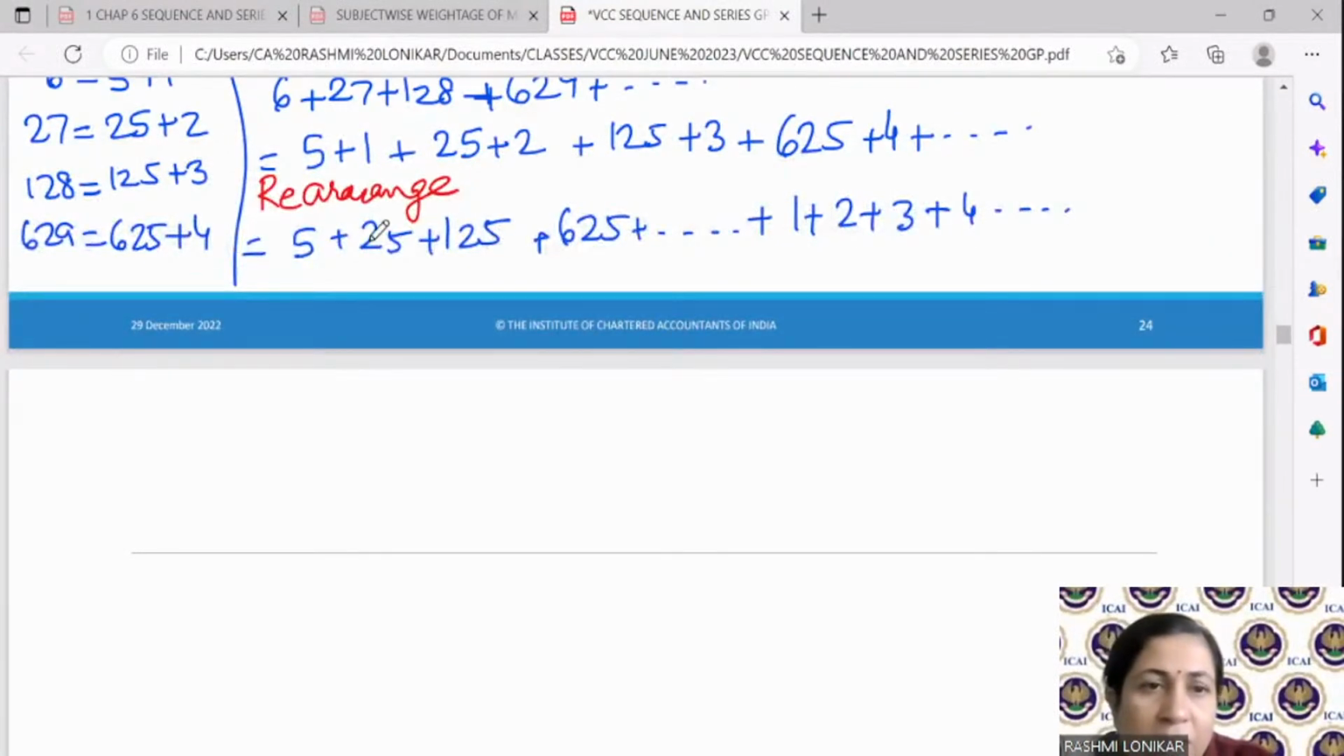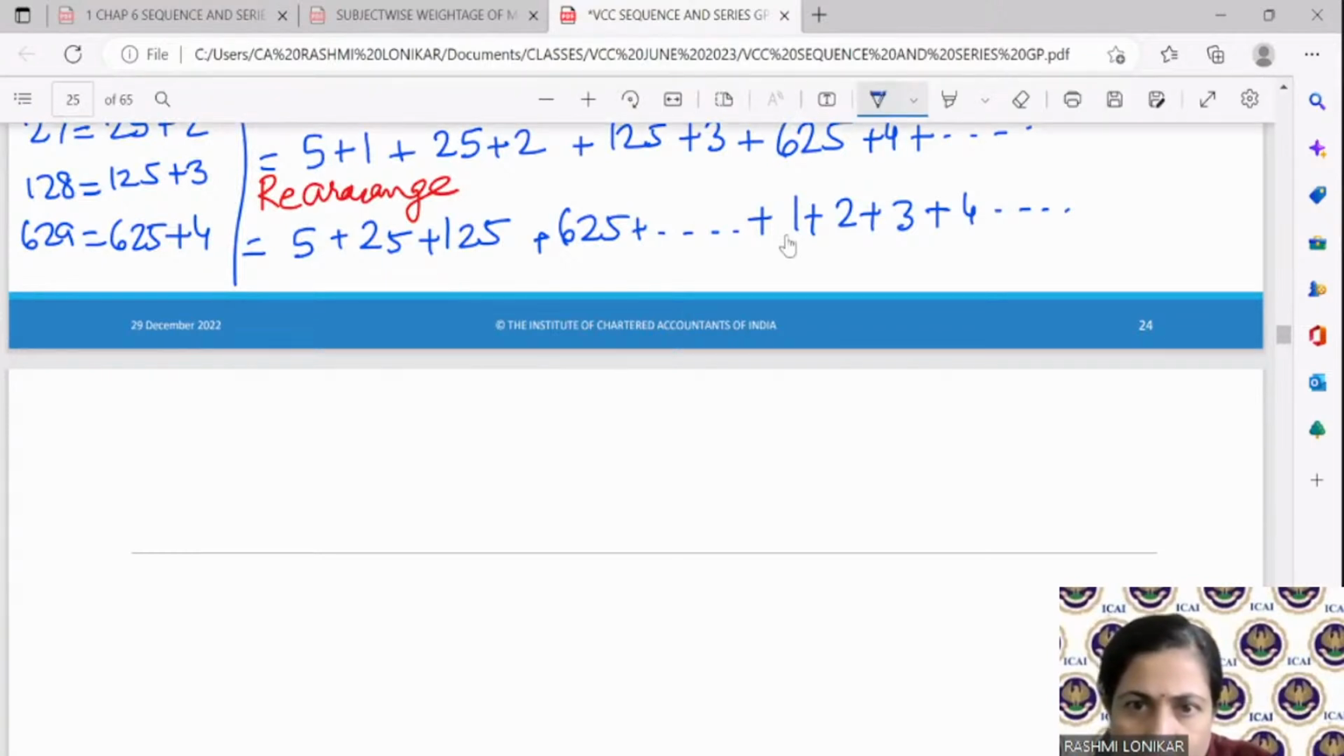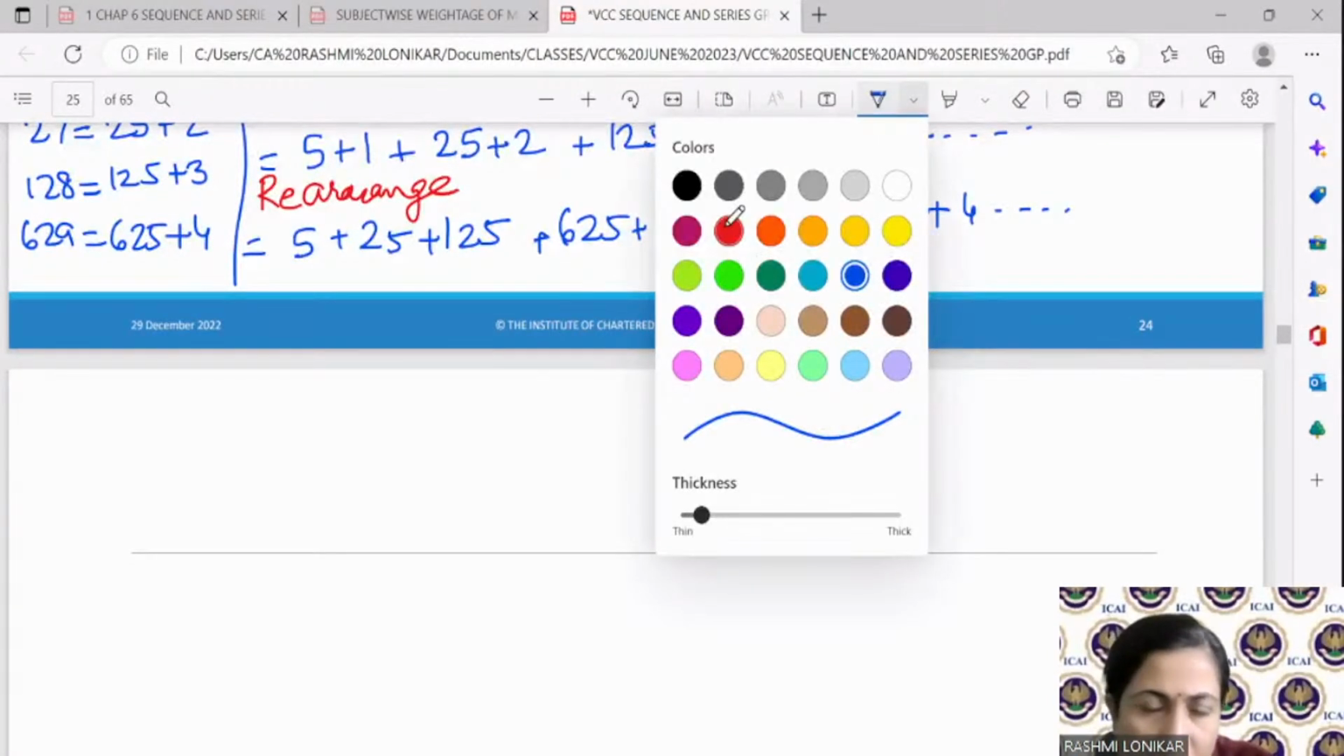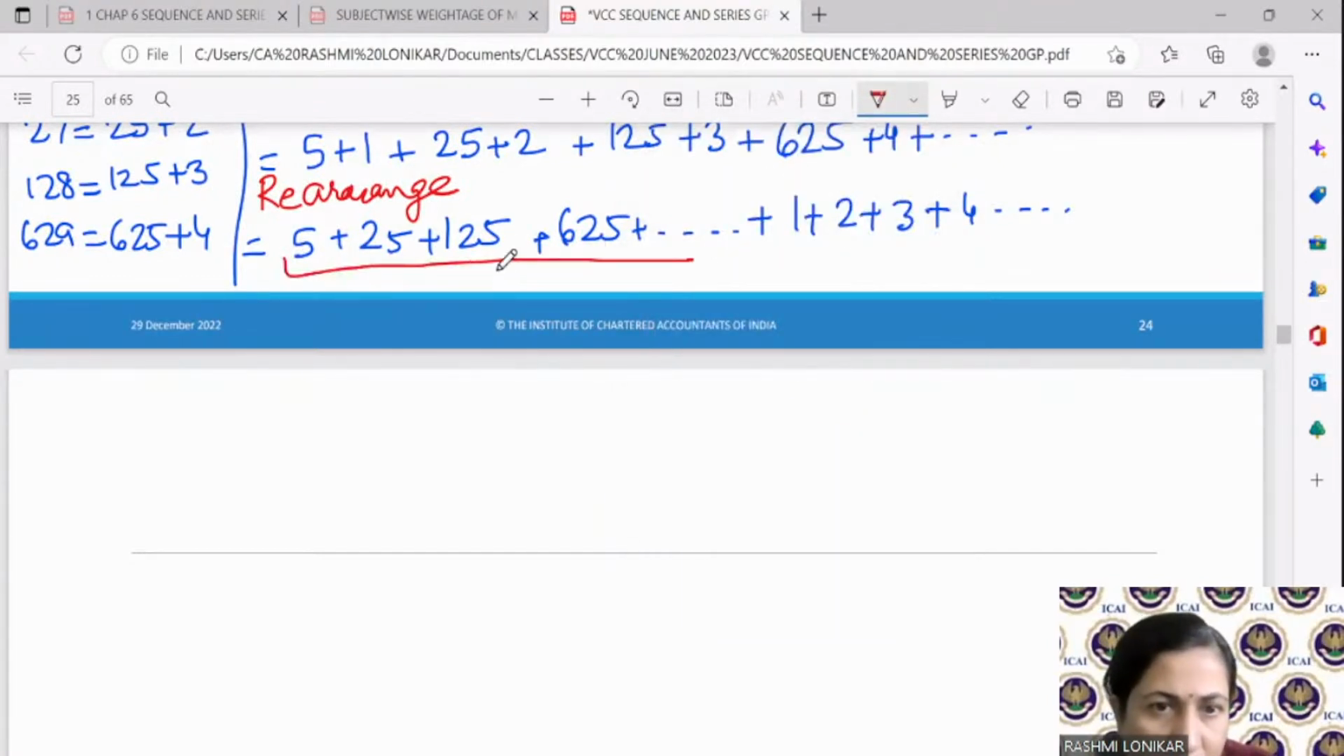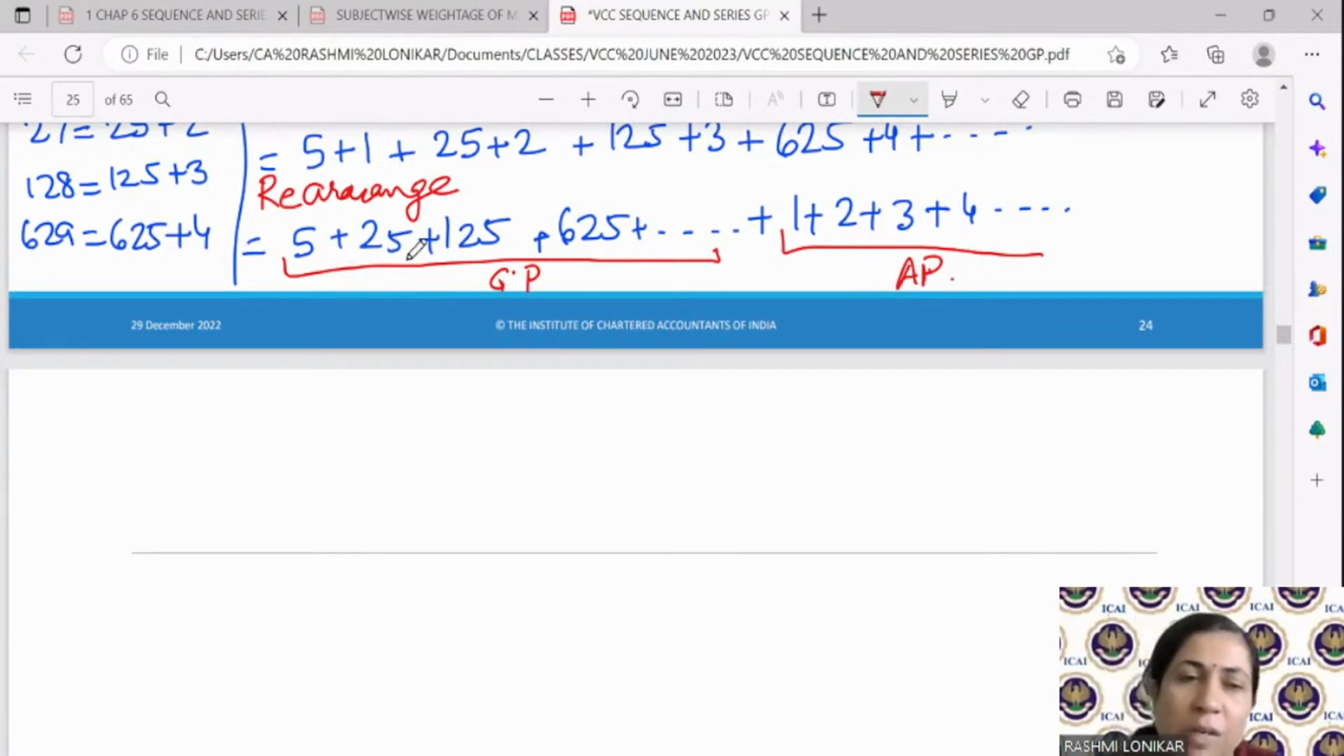Now what happens? This is a GP and this is an AP. How do I know this is a GP? 25 upon 5 is 5. 125 upon 25 is again 5. So there is a common ratio.